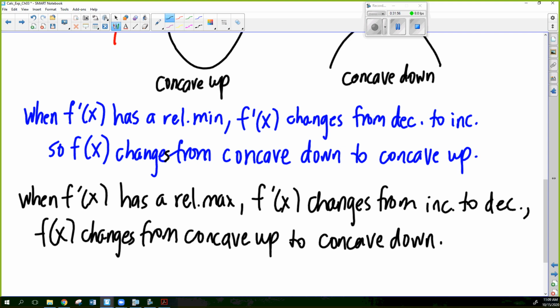Now we need to talk about the second derivative. Should I start the next ones? Are we going to need a lot of space in these notes? How much space do you have? Okay, you've got enough space.